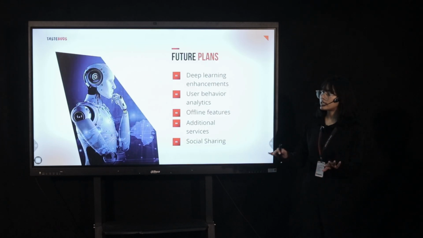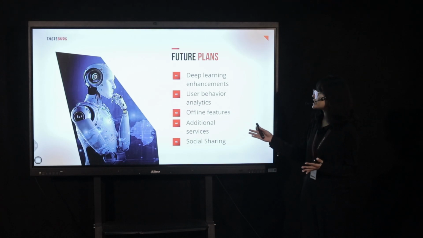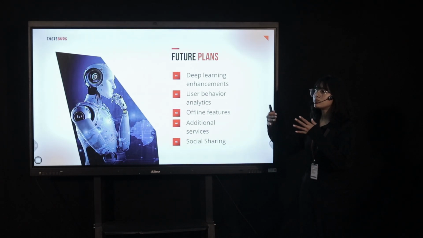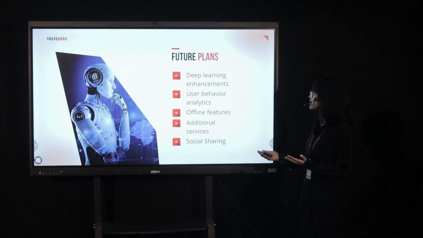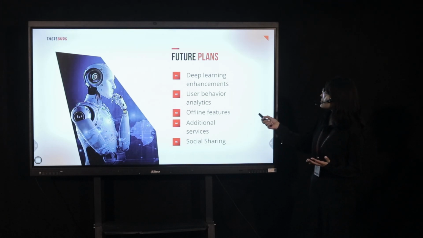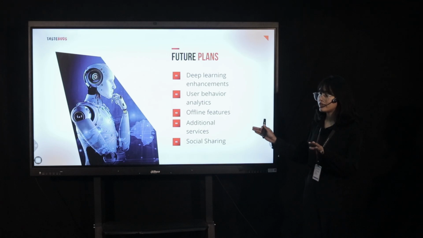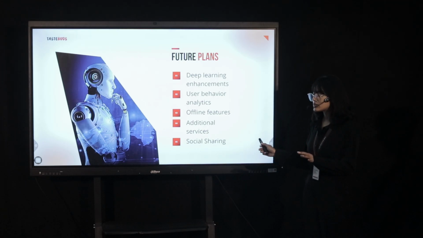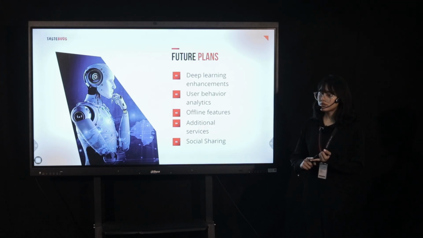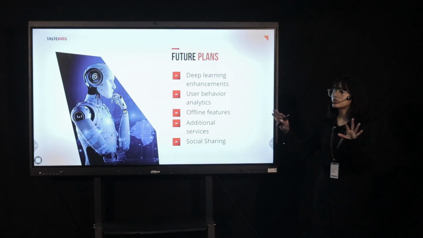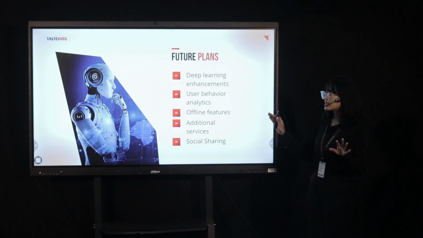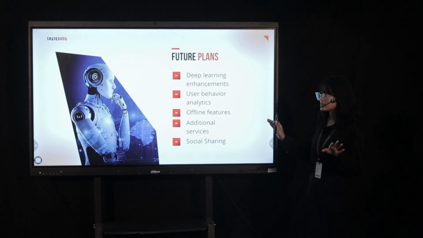So this is just the starting phase. What is coming next to Tastebuds is deep learning enhancement. We will use deep learning to make the recommendations even more accurate and even better. And the app will be able to analyze user behavior and adapt to it in the future. We will be having offline features as well, which means users will be able to check out the restaurants or the foods even when there is no internet. And additional services, like we are thinking about having a coupon or voucher system for the application.